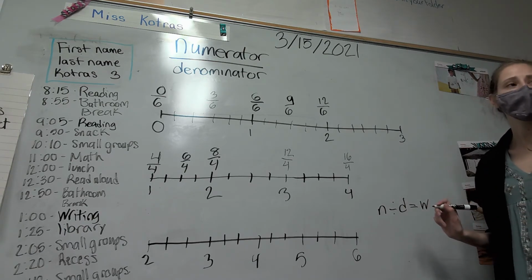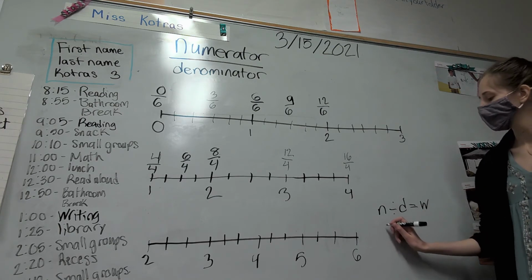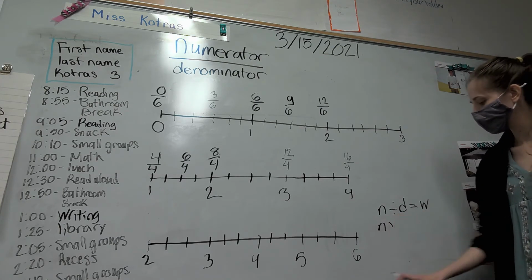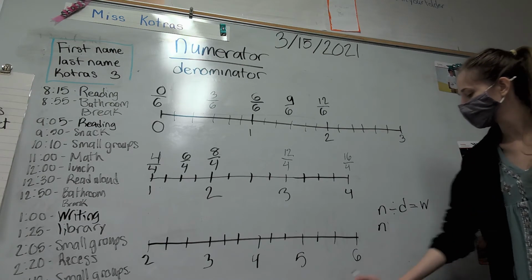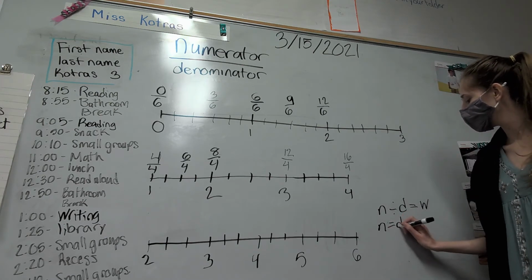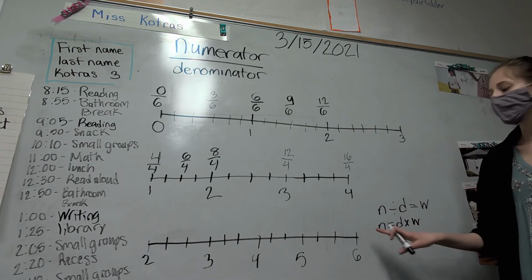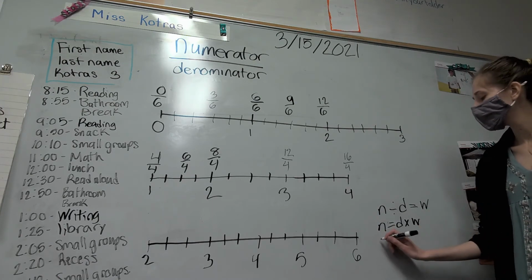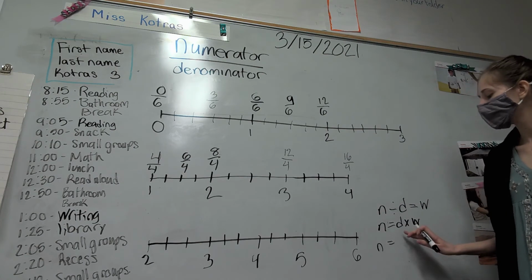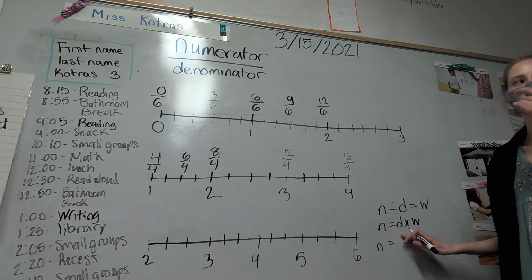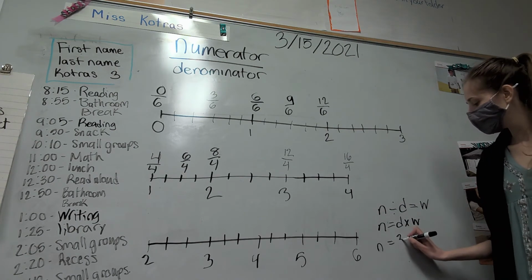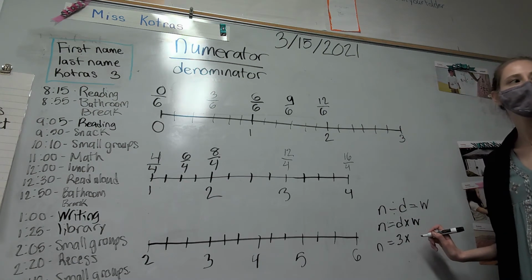And we can flip it, right? By saying our numerator equals our denominator times the whole number. Do we know our numerator? Nope. Do we know our denominator? Yeah. What is it, Samaria? 3. 3 times, what's our whole number?